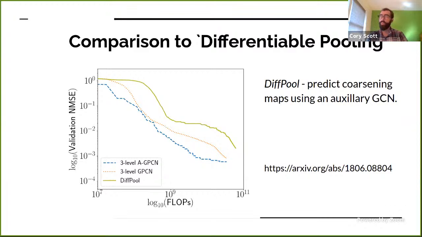There's been a lot of work on how to dynamically coarsen graphs in graph neural networks. But what we see is that those coarsening methods are really expensive. The gold standard of those methods, at least right now, is something called differentiable pooling. Differentiable pooling has basically an auxiliary network at each layer of the graph neural network. There's a second graph neural network whose job it is to predict the coarsening operator for the next layer.